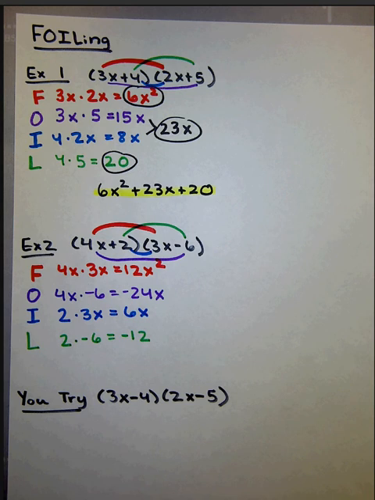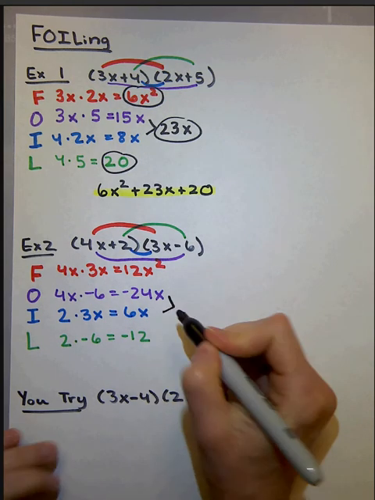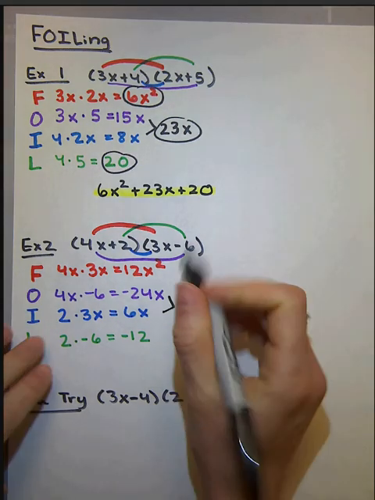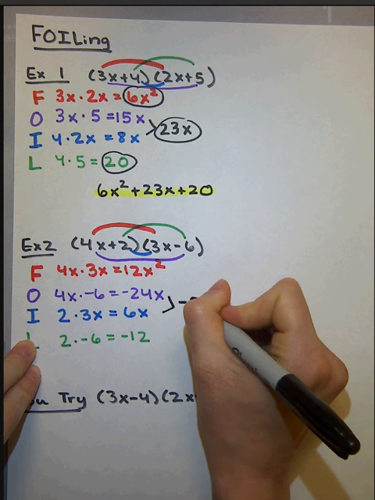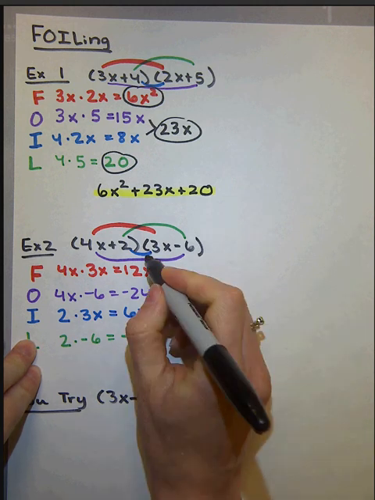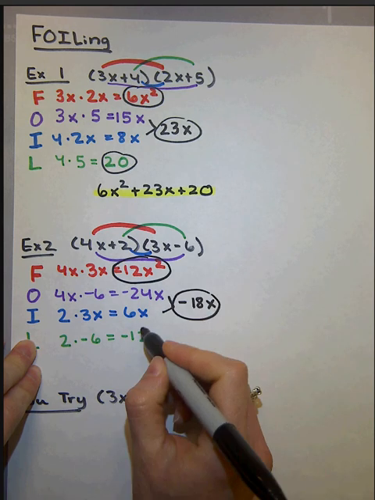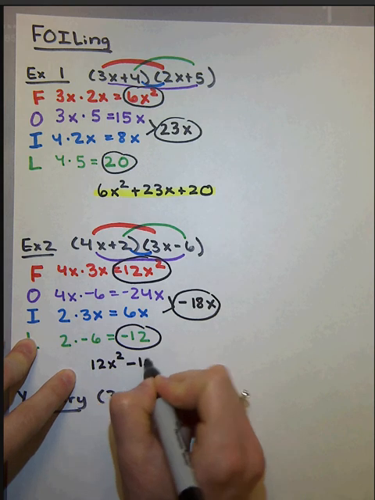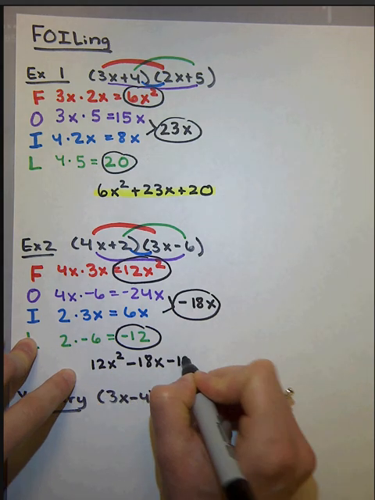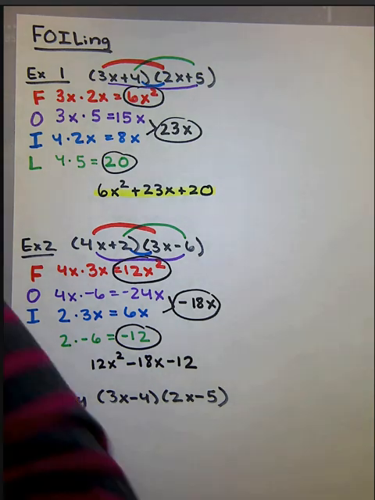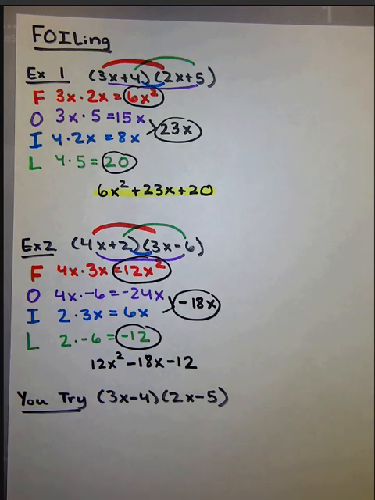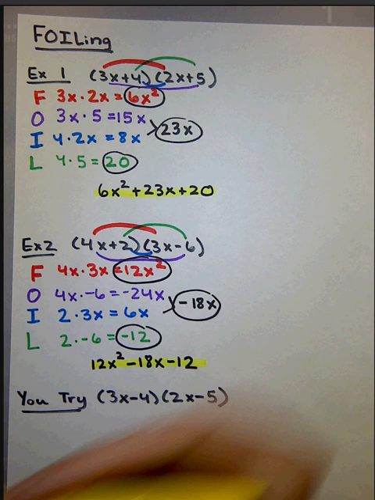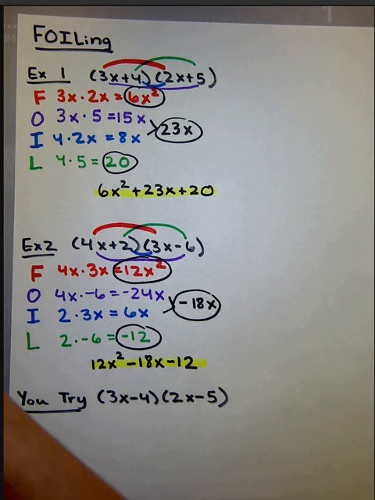Now again, I need to look for like terms, and here they are, right here. I see some like terms, so I add those up. Negative 24x plus 6x ends up being negative 18x. So I take these 3 terms, and I write 12x squared minus 18x minus 12. I'll go ahead and highlight that. And there's our answer. Again, these were both quadratic trinomials when we multiplied them.